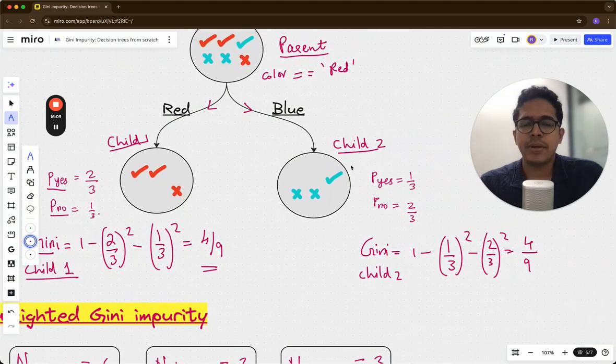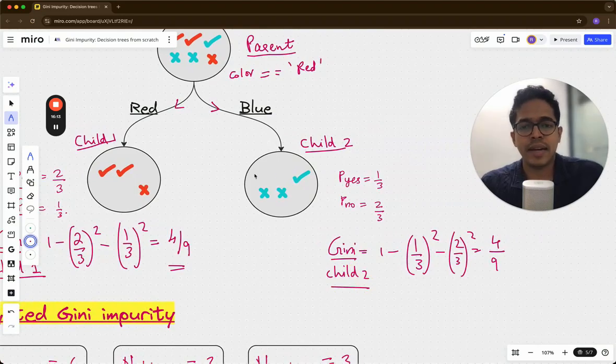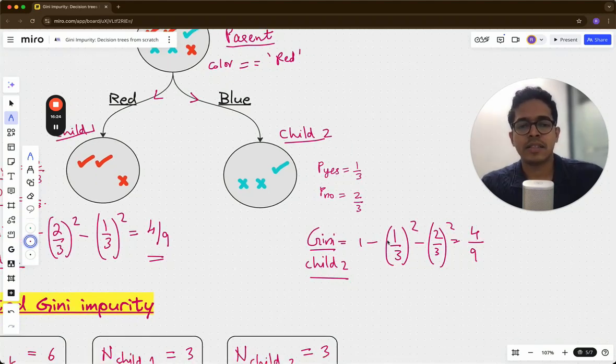What about the Gini impurity of the second child? The second child has 3 data points out of which 1 is a yes and 2 of them are no. And that means Gini impurity will be 1 minus sigma pi square, and that is equal to 1 minus (1 by 3) square minus (2 by 3) square equal to 1 minus 5 by 9 equal to 4 by 9. And if you notice, the Gini impurity for the child 1 and child 2 are both 4 by 9.